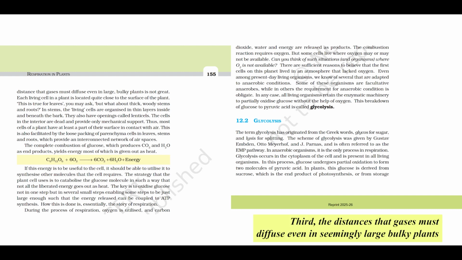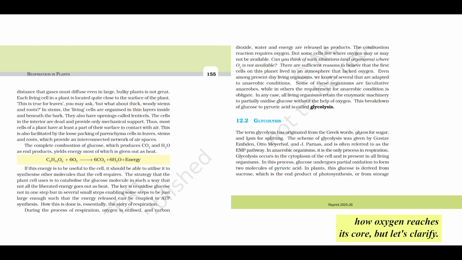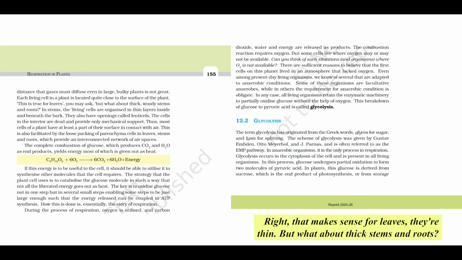Third, the distances that gases must diffuse even in seemingly large, bulky plants are surprisingly not great for living cells. You might envision a massive tree and wonder how oxygen reaches its core, but let's clarify. Most living cells in a plant are located quite close to the surface. Right, that makes sense for leaves, they're thin. But what about thick stems and roots?